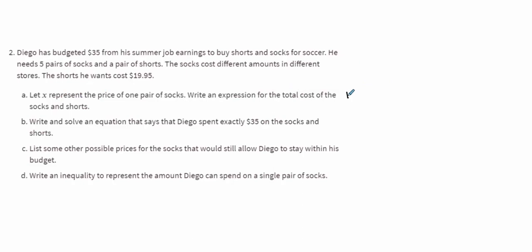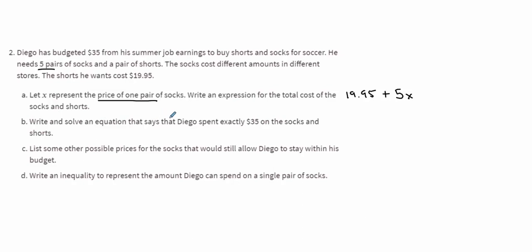So the shorts are $19.95 plus he needs to buy 5 pairs of socks. So 5 pairs of socks times whatever they cost, right? The price of 1 pair of socks is X. He needs to buy 5 of them, so 5 times X.